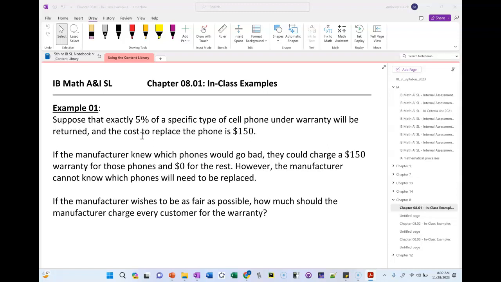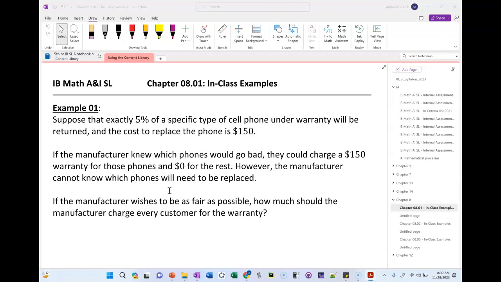Everybody's okay with that? So how would I determine how much I should charge for my warranty? 150 divided by 20, or 150 multiplied by 0.05. Either would be okay. That comes out to be $7.50. Everybody's okay with that idea?